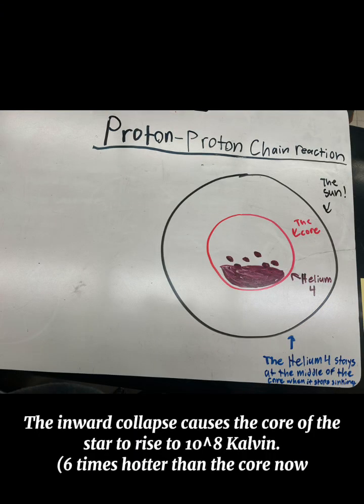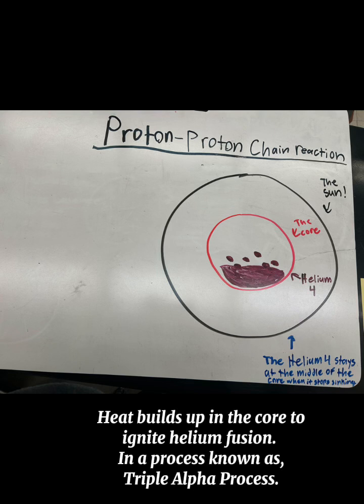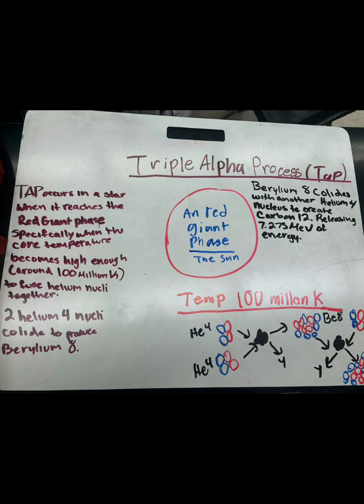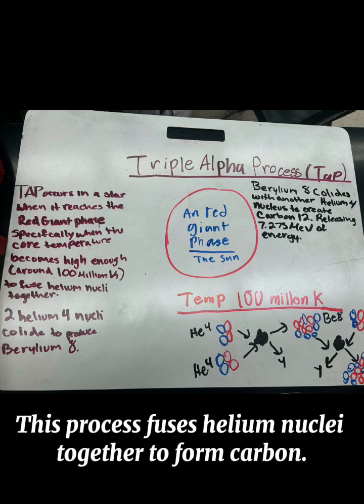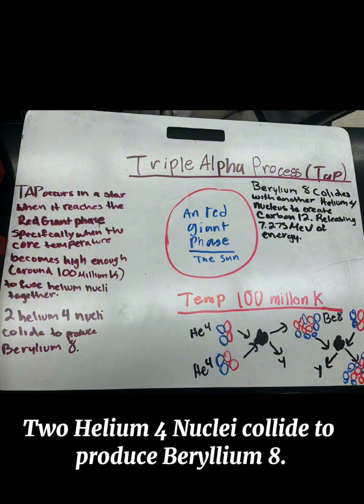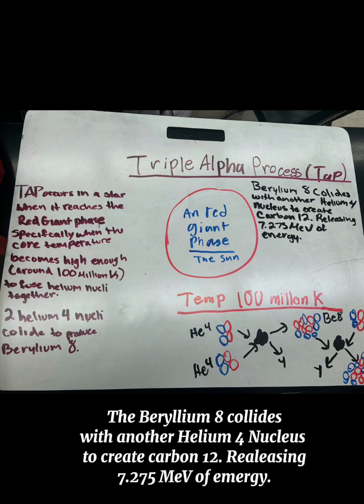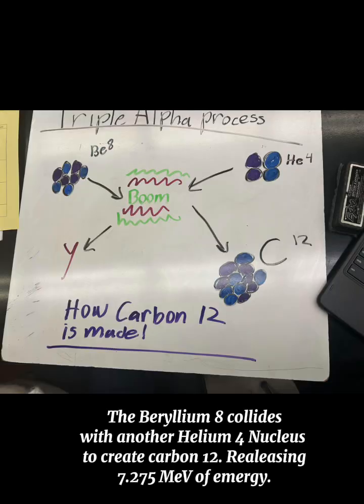The inward collapse causes the core of the star to rise to 10^8 Kelvin, 6 times hotter than the core is now. Heat builds up in the core to ignite helium fusion in a process known as the triple alpha process. This process occurs when a star reaches the red giant phase, at temperatures of about 100 million Kelvin. It fuses helium nuclei together to form carbon. Two helium-4 nuclei collide to produce beryllium-8. The beryllium-8 collides with another helium-4 nucleus to create carbon-12, releasing 7.275 MeV of energy.